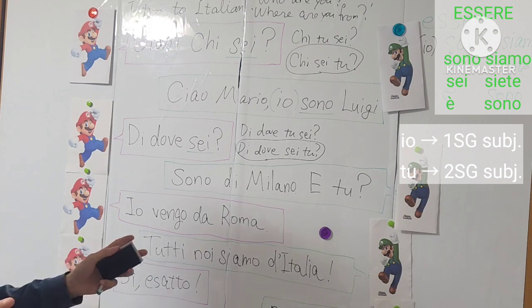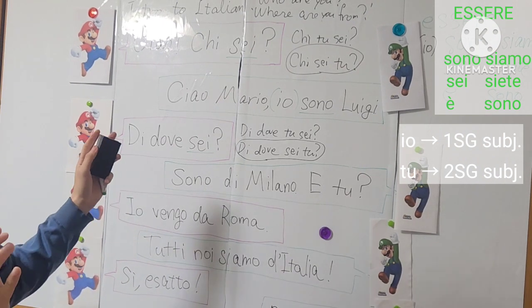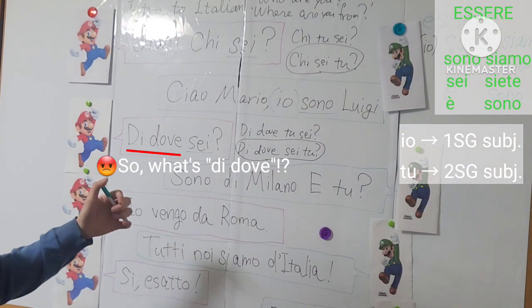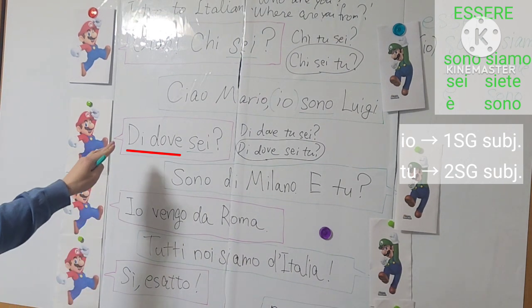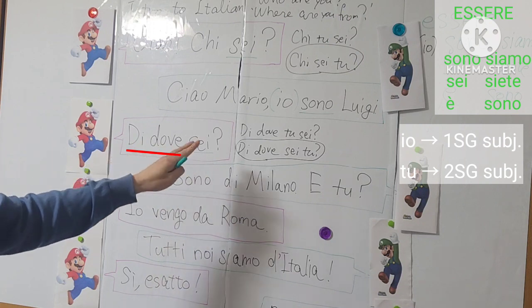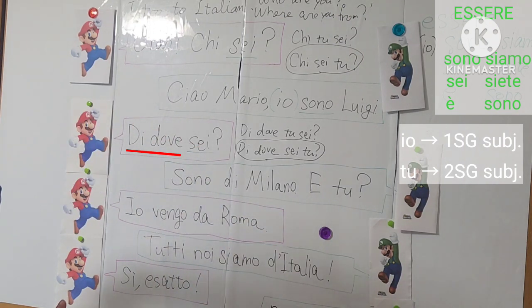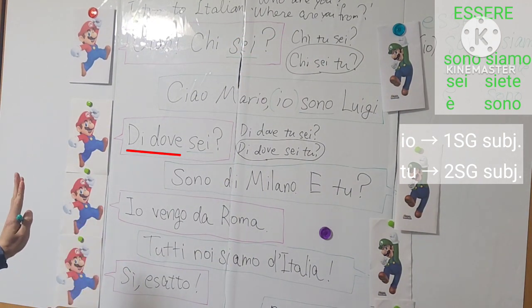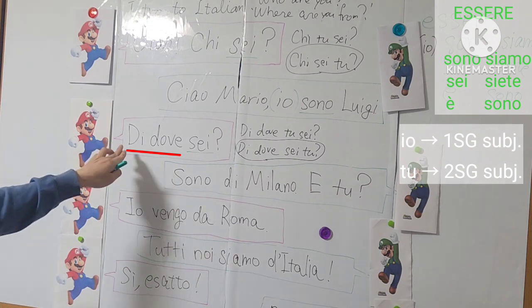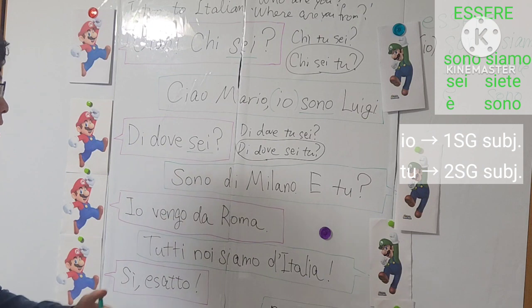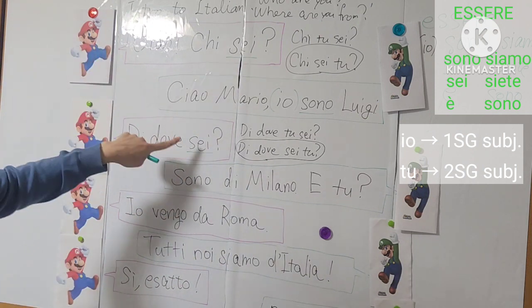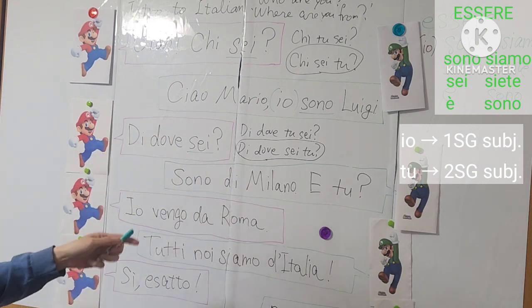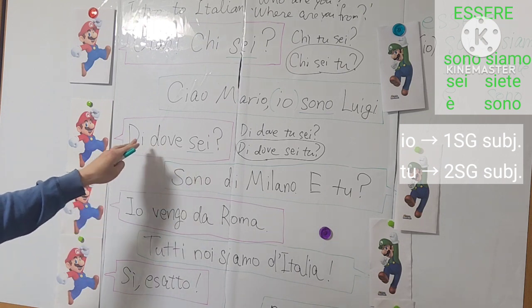Okay, so then what does di dove mean? You may be impatient to know that. Di dove sei, this whole entity, means where are you from? Where are you from? So which part is which part? As I already said, sei is you are or are you. So the remnants are di and dove.